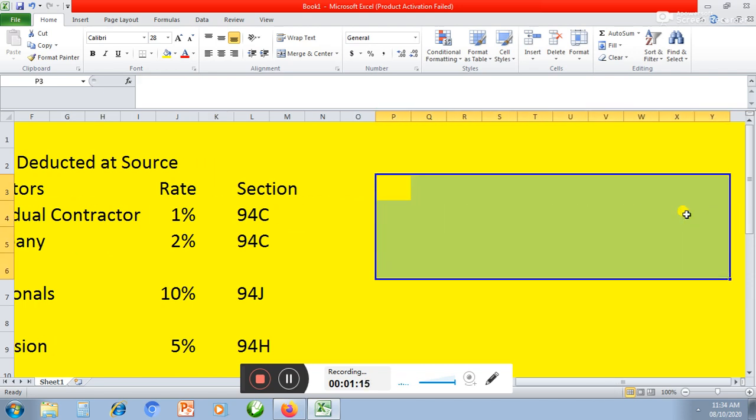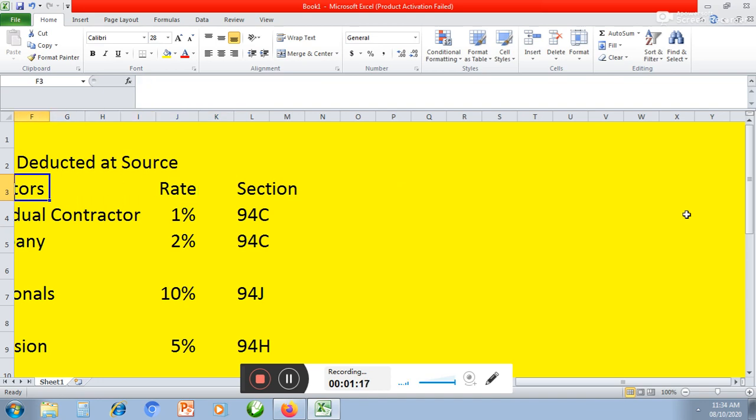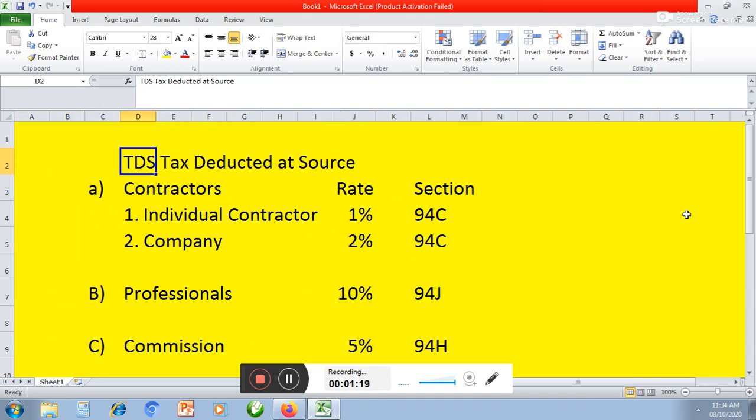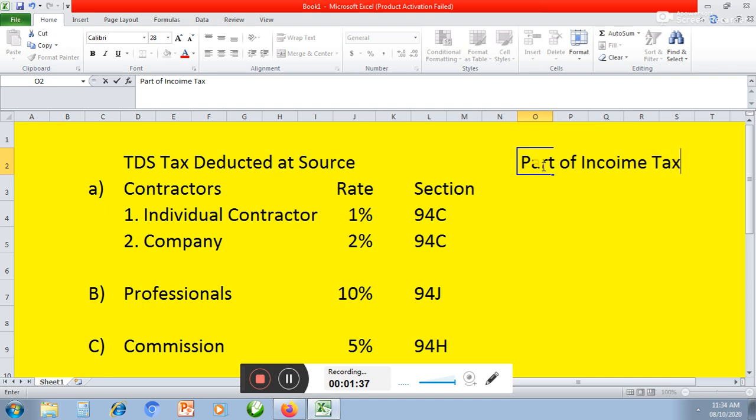Now let us concentrate on one more tax called TDS. TDS full form is tax deducted at source. Remember. Now what is the meaning of TDS? TDS, in short, is a part of income tax. It is not income tax, I am repeating again, it is not income tax but a part of income tax.